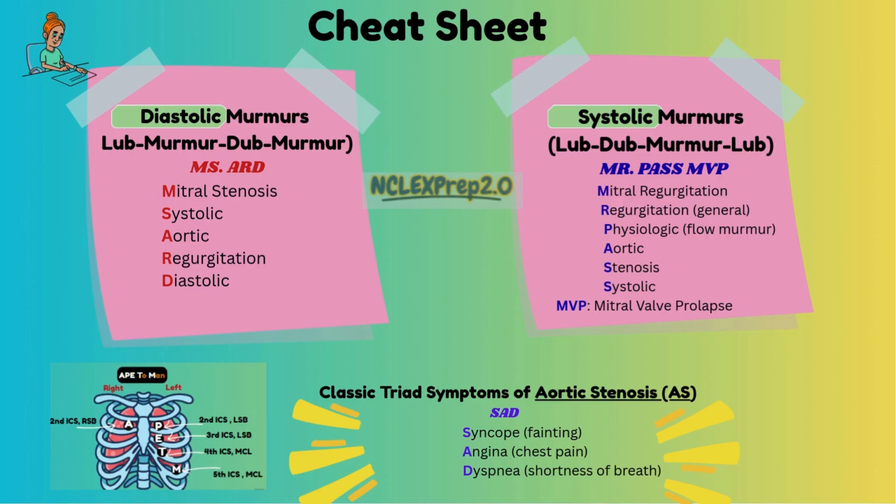You can also use the mnemonic APE TO MAN to locate the valves so that when they ask you which murmur will be heard at the apex of the heart, you will know it's probably mitral valve stenosis or regurgitation. E in APE TO MAN is Erb's point. At this location, you will hear both S1 and S2 heart sounds.